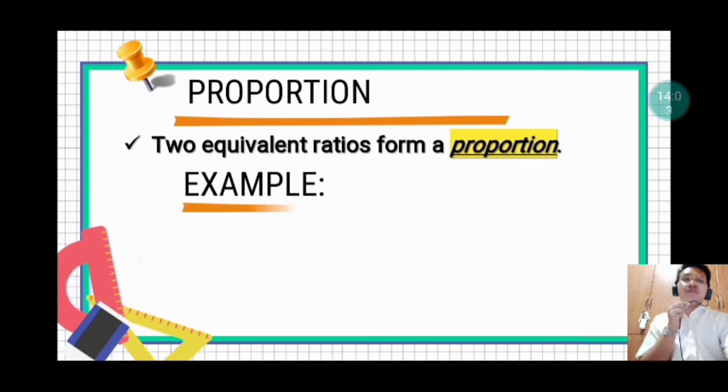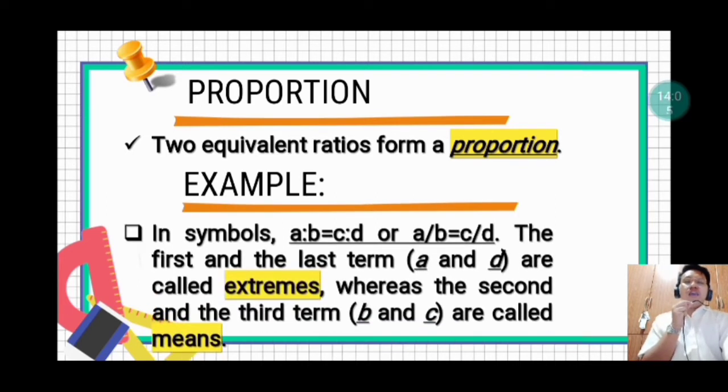For example, in symbols, A is to B is equal to C is to D. Or, A over B is equal to C over D. So, the first and the last term, which are A and D, are called extremes. Again, what do we call for the first and the last term in our proportion? Anyone? All right. It is called extremes.